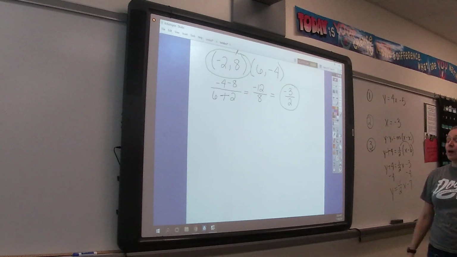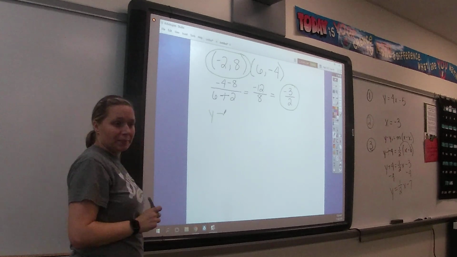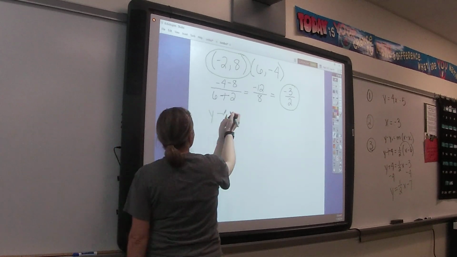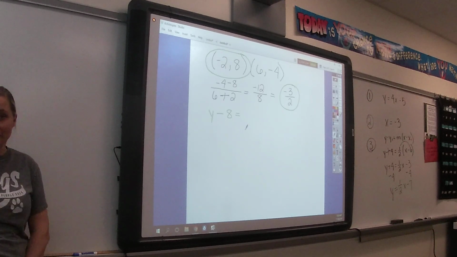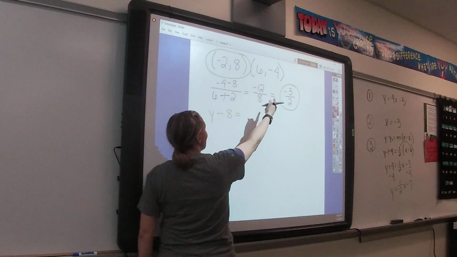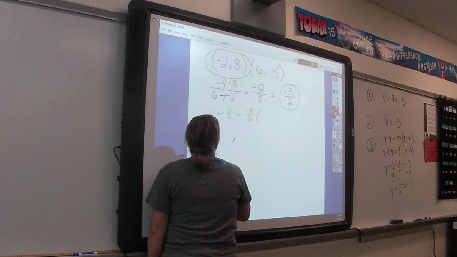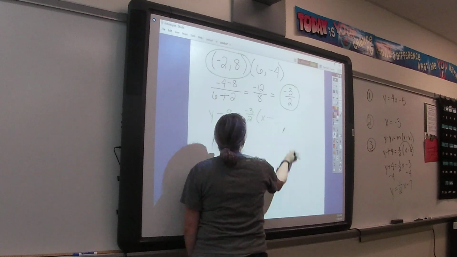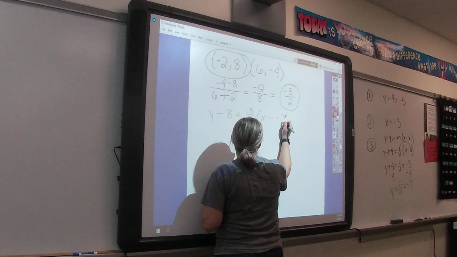Okay, so we'll start plugging in. So we'll say y minus what? 8. Do we see how the process is very, very repetitive? And we will be doing this for another 2.5 days. Equals -3 over 2 times x minus what? -2.